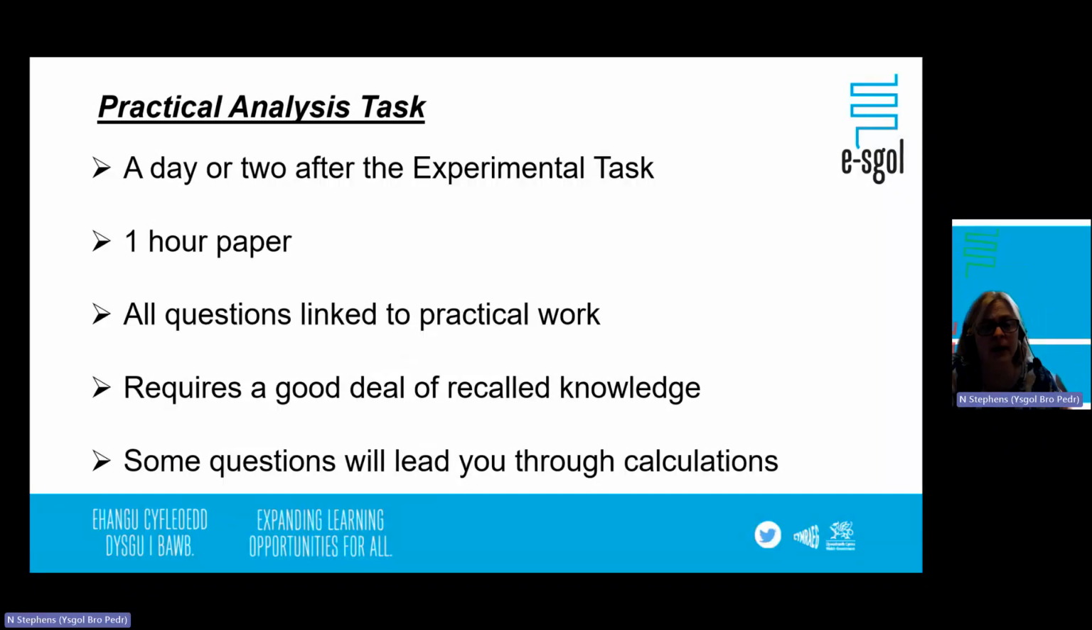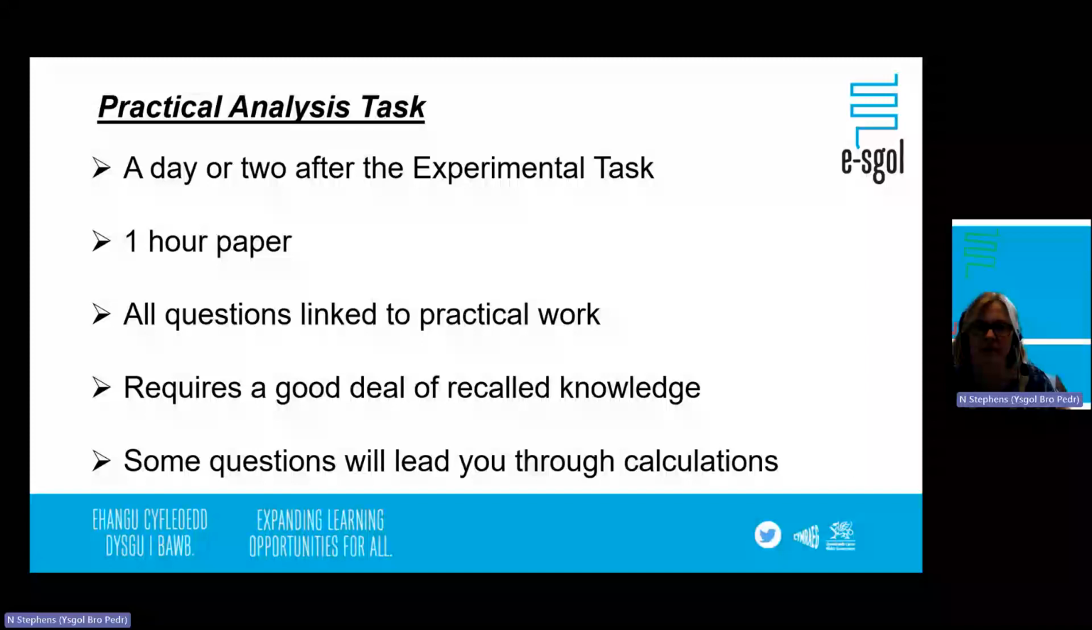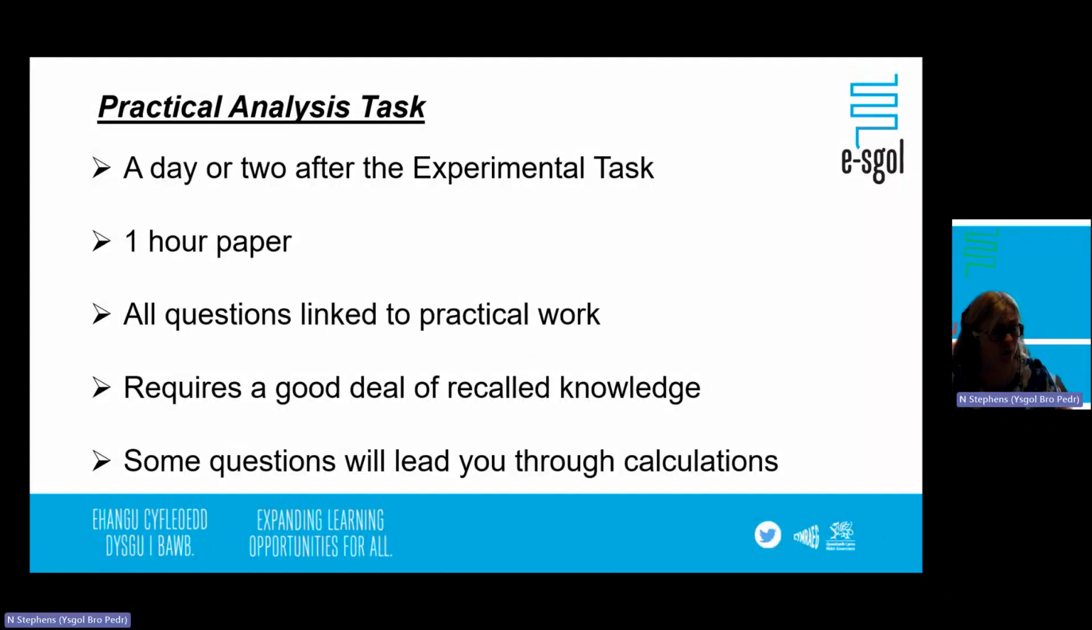hour written paper. All the questions on this paper will be based upon practical work that you've hopefully carried out yourself or have at least observed your teacher or, within a group, somebody carrying out. As mentioned, it does require a good deal of recalled knowledge, unfortunately, and certainly there will be a requirement to carry out calculations on either one or potentially both parts of that practical task that you carry out. And then in this paper, there's likely to be at least one calculation as well.